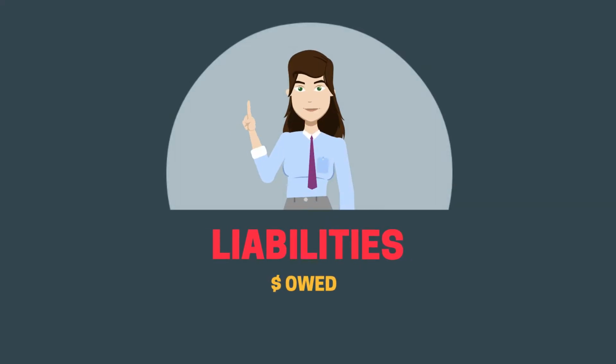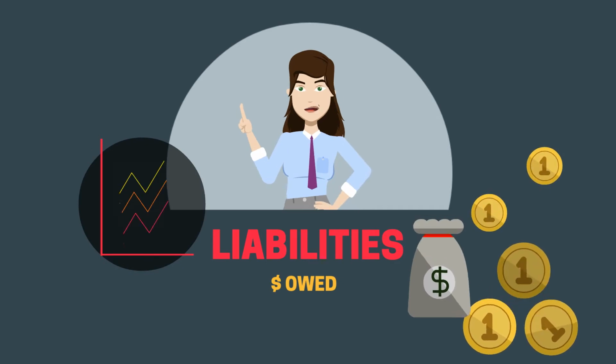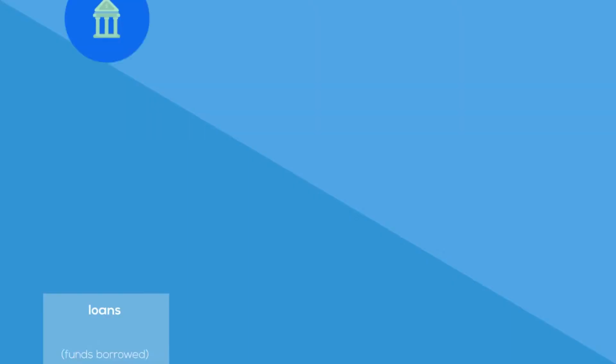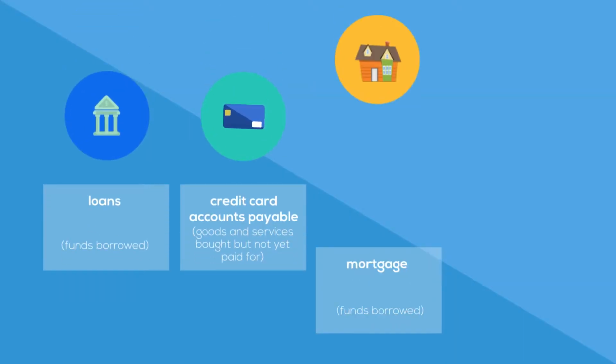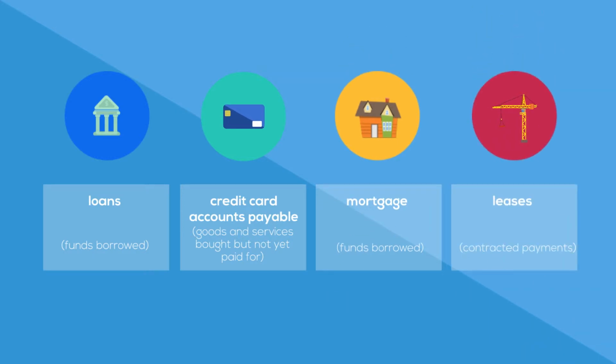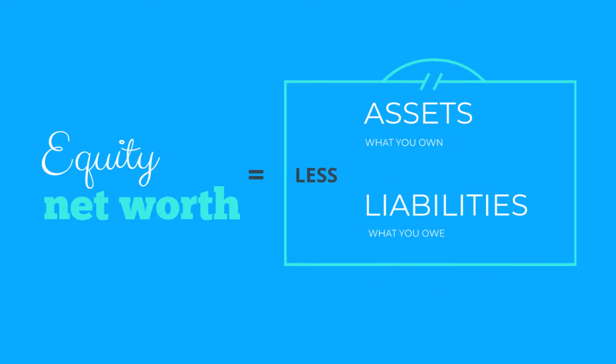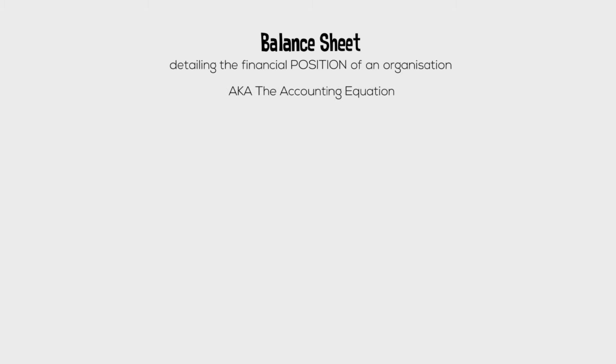Liabilities. This is money owed to others. This is things like accounts payable, loans, credit cards, mortgage, long-term leases. Equity is the difference between the two, and it's how much the organisation is worth. These first 3 elements make up the balance sheet, which details the financial position of the business. They are also the elements of the accounting equation. Assets minus liabilities equals equity.